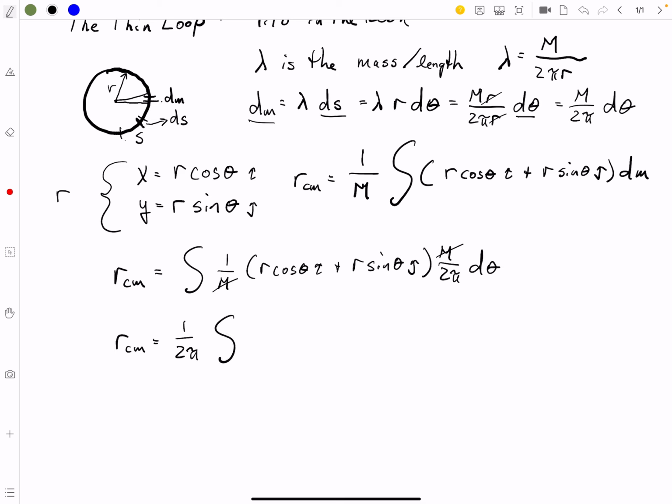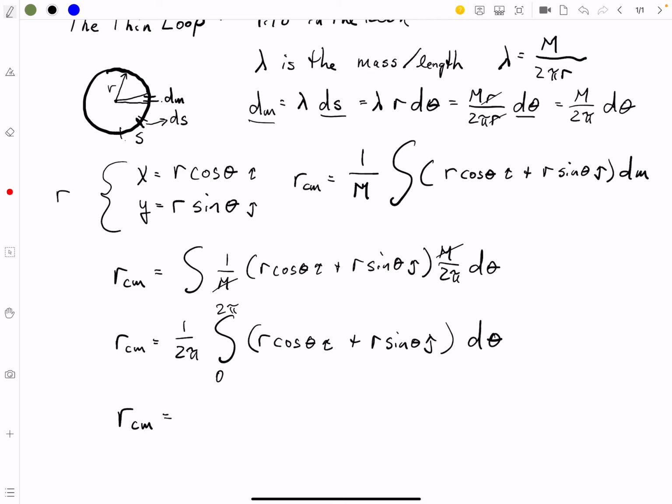times the integral from 0 to 2 pi of r cosine theta in the i hat direction plus r sine theta in the j hat direction, and all of that d theta. All right, so far so good.